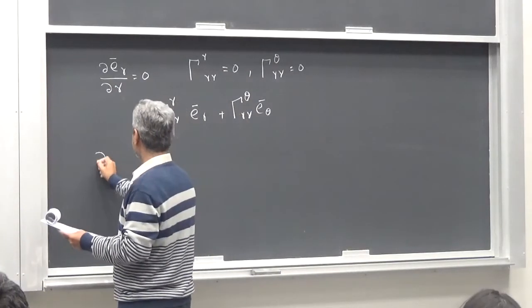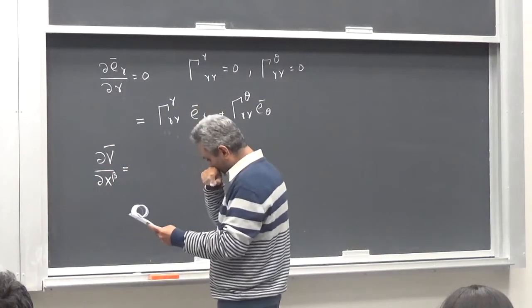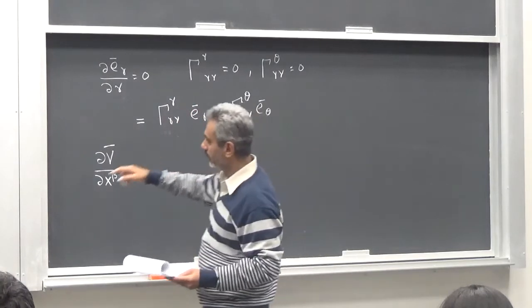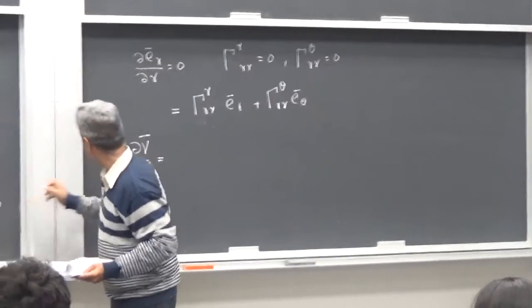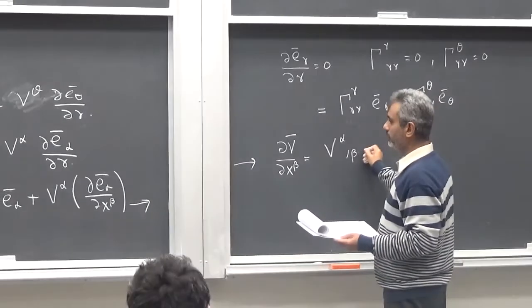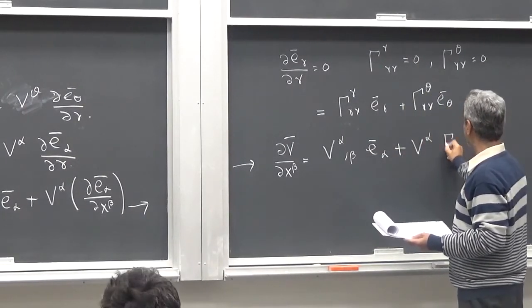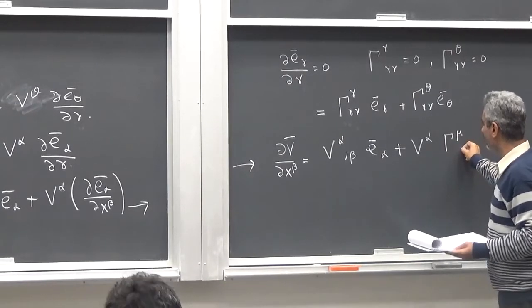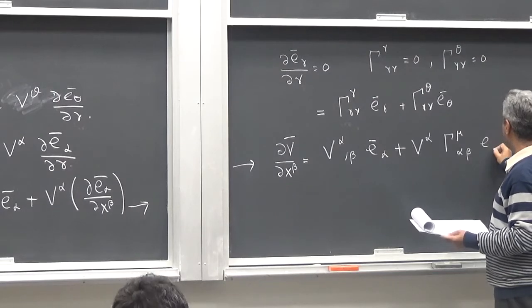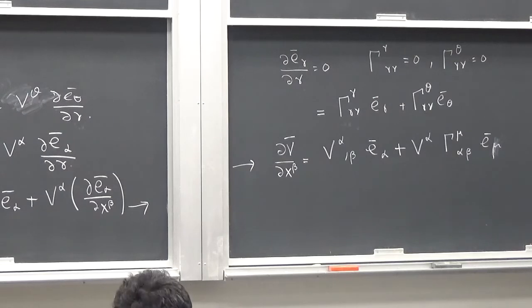Let me just write down this last thing. And so partial by partial x theta, right? This thing, if you just look at this. So this is coming here. So this thing is V alpha comma beta E alpha plus V alpha and then gamma mu alpha beta E mu. Is that right? Yeah.